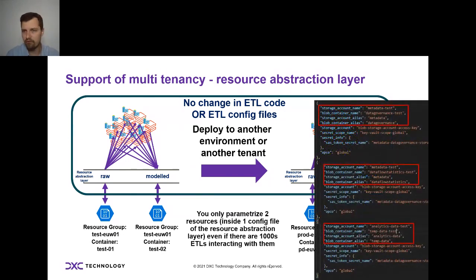And I have here an example of basically how it looks. I mean, literally, we have a component which is the resource abstraction layer, and you can see in the red square we have the storage account and blob container name, and then we have an alias. So we literally are aliasing the resources, and we're swapping those mappings. So again, the modeled container will be a different thing in test and different in prod, but the jobs will just point to modeled, right? They will not know actually where they're pointing in reality.